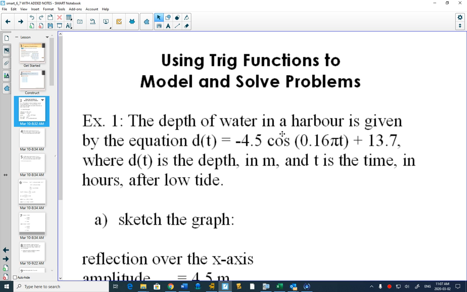Yes? If you have like a cos graph and it gets shifted a certain amount, can it become a sine graph? Yes. So your cos graph and sine graph can be the same.